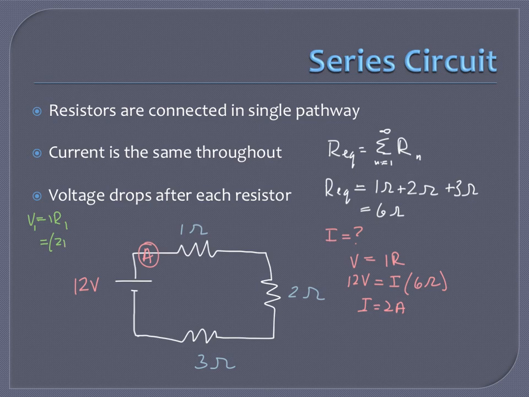So if we have 2 amps flowing through this resistor, and we have 1 ohm going over here, that means we have 2 volts going through V1, going through our first resistor. So you have to pay 2 volts to get through there.